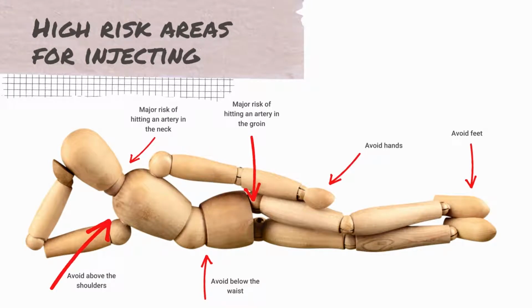Where we inject is very important, as some places on the body are considered high risk. Injecting into the neck or groin area is dangerous due to major arteries sitting close to veins. Injecting into a major artery can cause internal bleeding and even death. Avoid injecting above the shoulders, below the waist, and into hands and feet. Always inject at an angle towards your heart and use a new sterile needle and syringe for every injection. These are available free of charge from your local needle and syringe program.